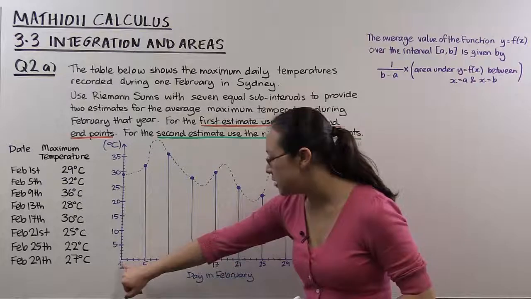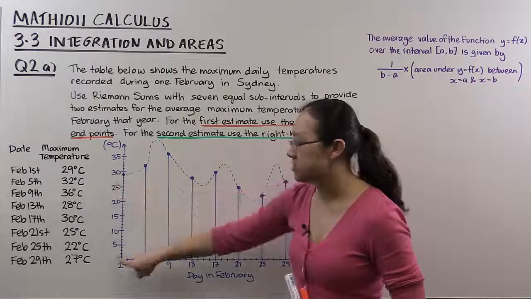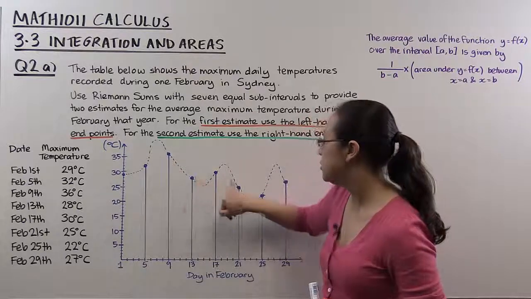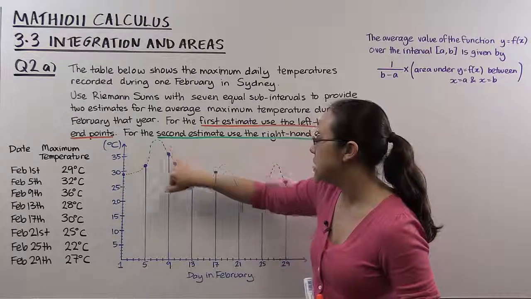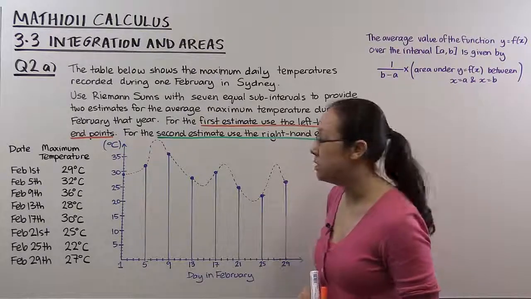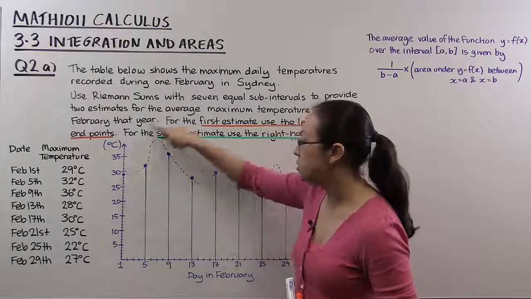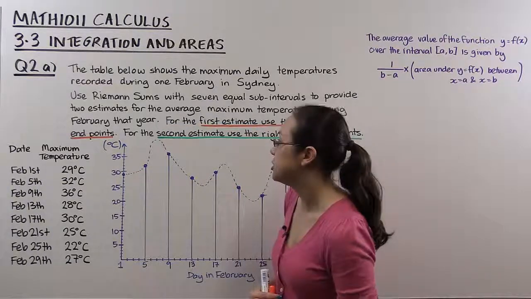So I've got the day in February along the horizontal axis and the temperature in degrees Celsius here. We're only given these points, every 4 days, of what those maximum temperatures are. I've just drawn a dashed line in here to indicate that we don't really know what's happening in between, right? The graph of the function of the maximum temperature could be doing anything in between those values. So I've just drawn a dashed line.